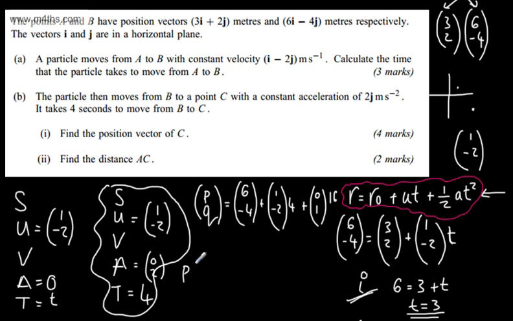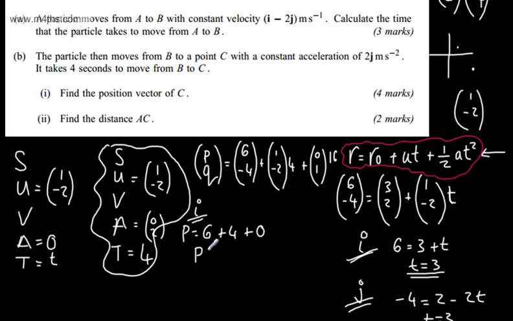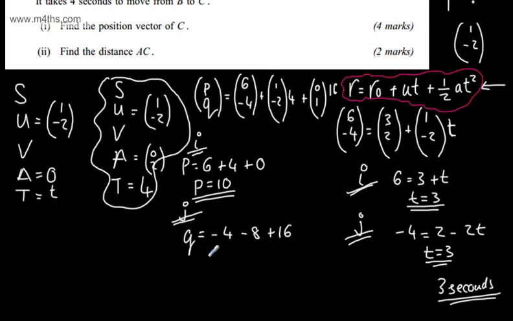So from this we can equate I components. When I equate I components, P will be equal to 6 plus 4 plus now the 0. So all I've done is said P is 6 plus 4 times 1 plus 16 times 0. Again, if you're working with I and J notation, you might do this a slightly different way. So P is equal to 10. If we equate the J components, Q is going to be equal to negative 4, then minus another 8, plus 16 times 1, which gives me that Q is equal to 4.